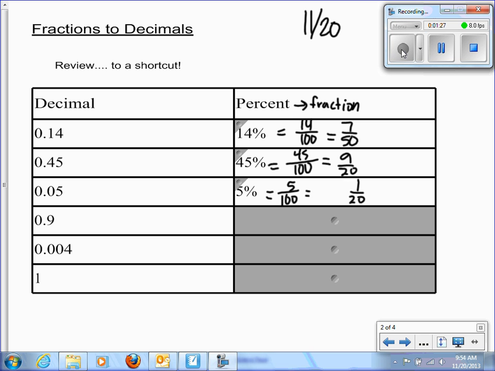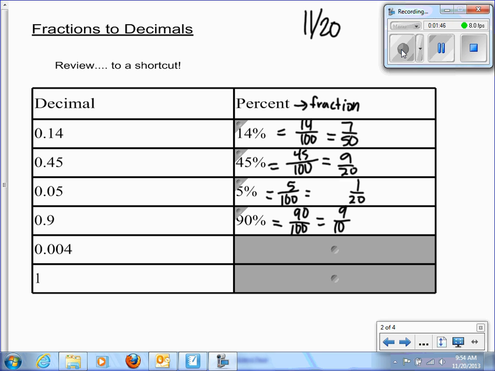All right, next, Malik. 0.9 is 90%. Good. And then it would be 90/100ths. You would simplify that to 45/50ths, and you simplify it to 9/10. 9/10. Very good.